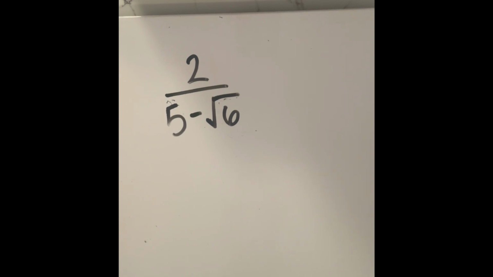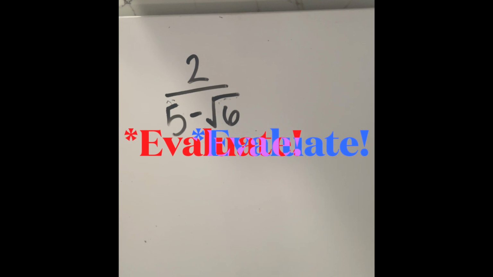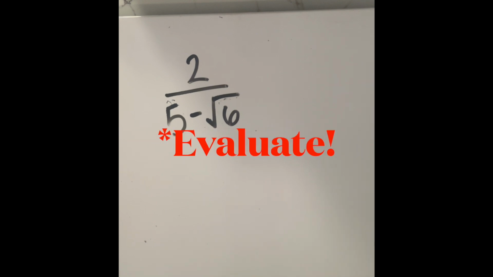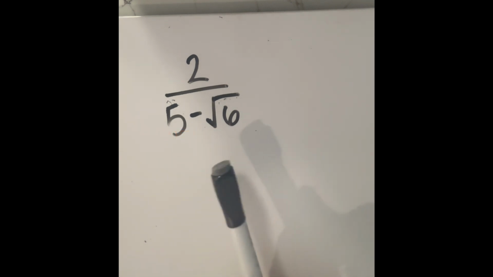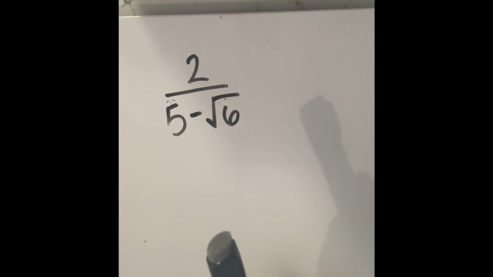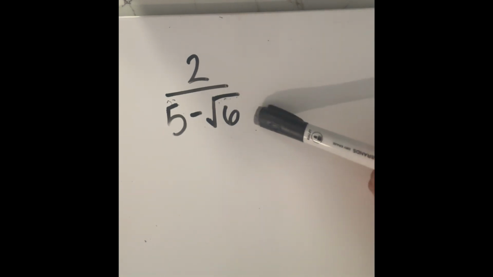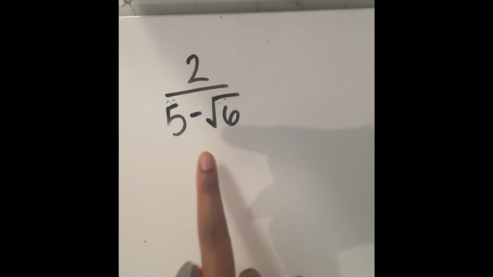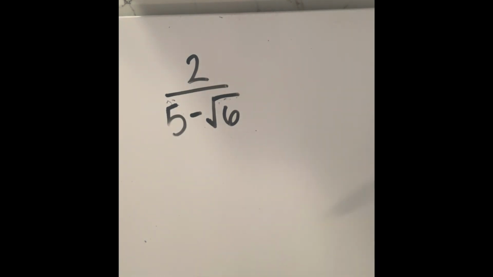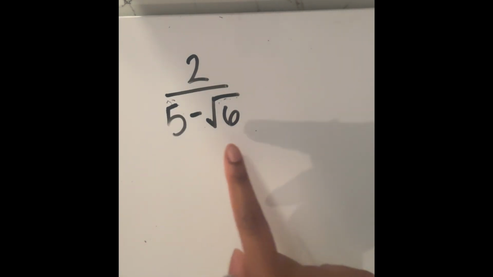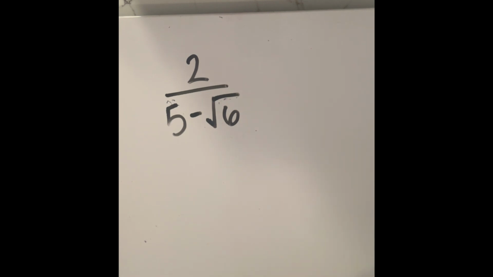All right, so here we have an expression. It's 2 over 5 minus the square root of 6. In order to simplify this expression, we're going to have to rationalize the denominator, 5 minus the square root of 6, by multiplying the numerator and the denominator by its conjugate, which is basically just the opposite. So instead of 5 minus the square root of 6, our conjugate would be 5 plus the square root of 6, and I'll show you how we can do that.